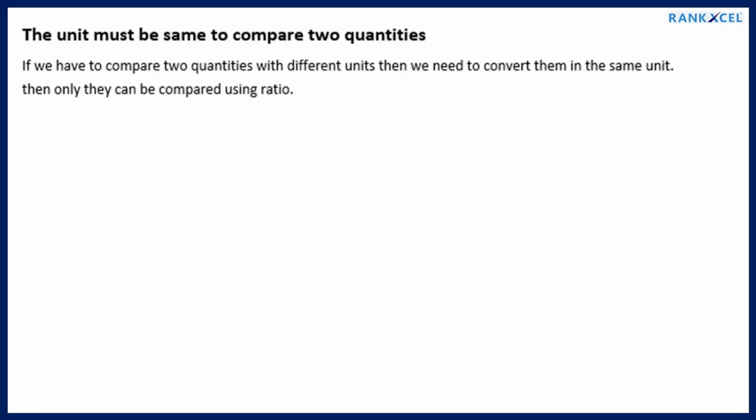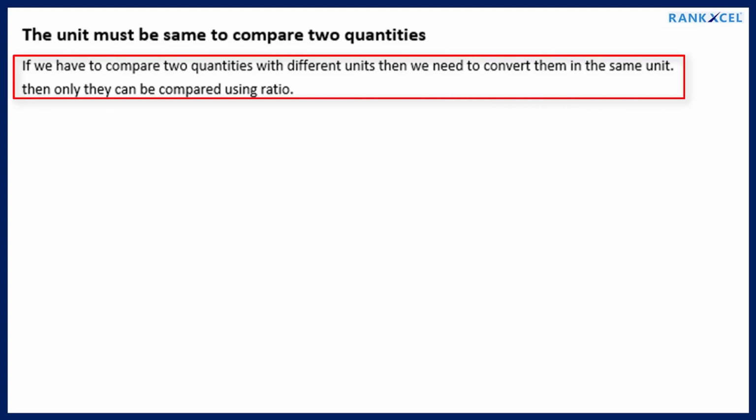The unit must be same to compare two quantities. If we have to compare two quantities with different units, then we need to convert them in the same unit, then only they can be compared using ratio.